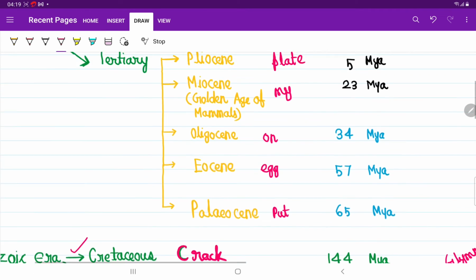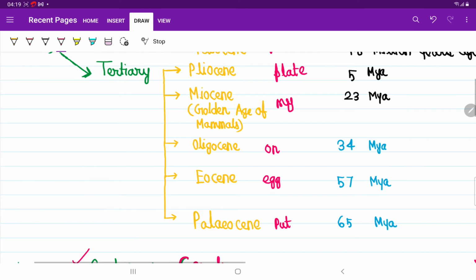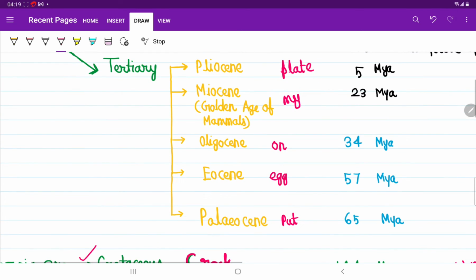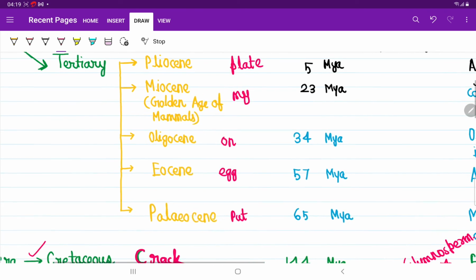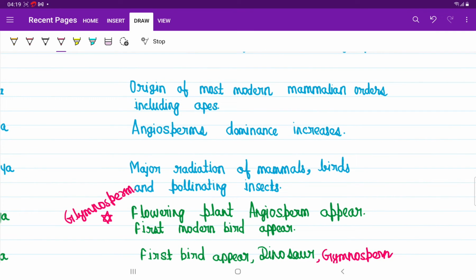Pliocene, Eocene, Oligocene, Miocene, Pleistocene, Holocene. Not Pliocene first: Paleocene, Eocene, Oligocene, Miocene, Pliocene, Pleistocene, and then Holocene. Now this Tertiary period is divided into different epochs, and we see different important phenomena during this time.